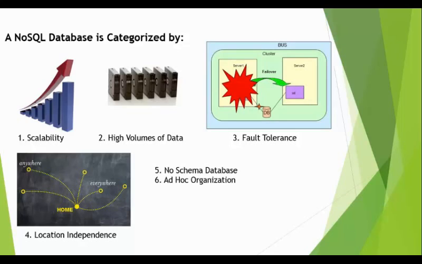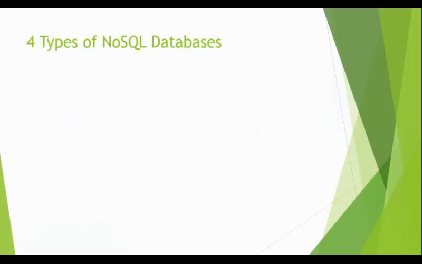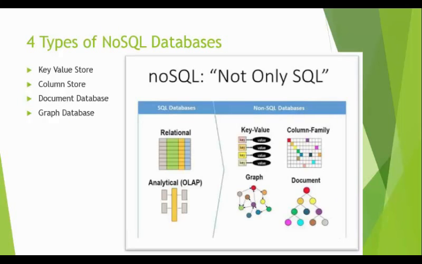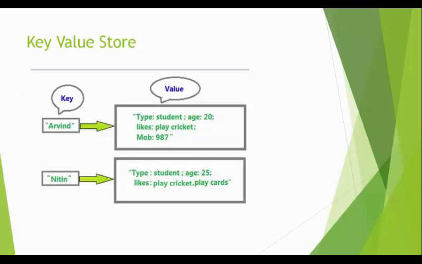There are other things that are applicable to a NoSQL database, such as it being a NoSchema database with an ad hoc organization structure. There are four types of NoSQL databases. The first one is a key value store, then a column store, a document database, and a graph database. In this image on the right, we can see that the conventional SQL databases, such as the relational one and the analytical OLAP database, are much more structured and rigid than the non-SQL databases.